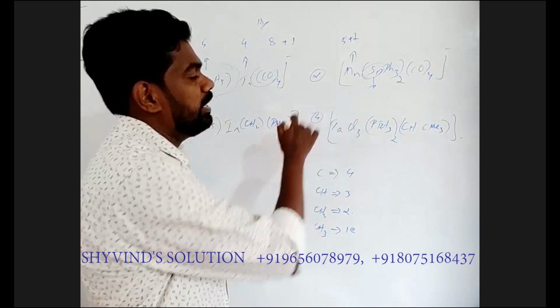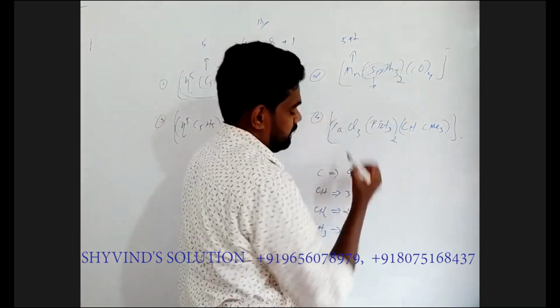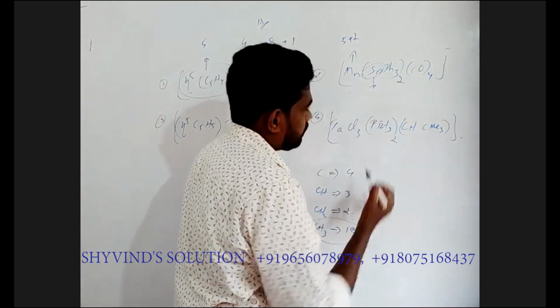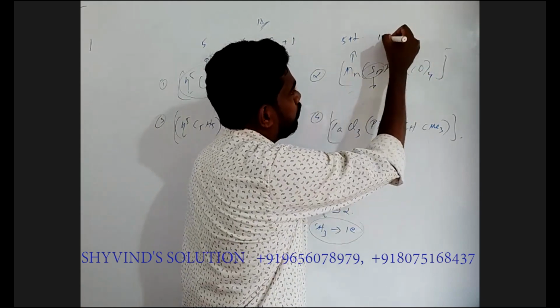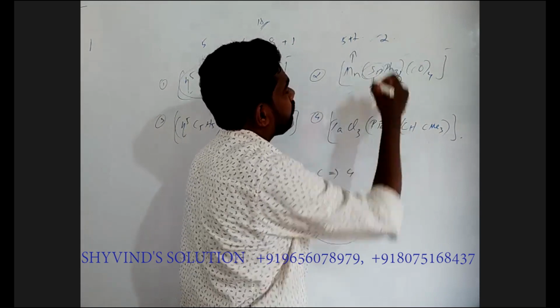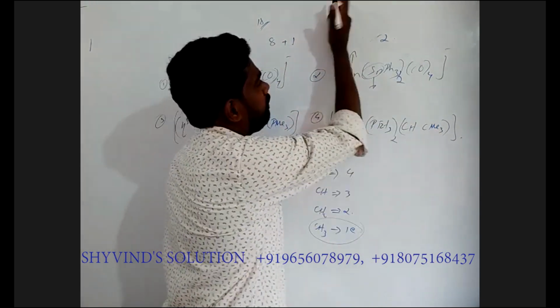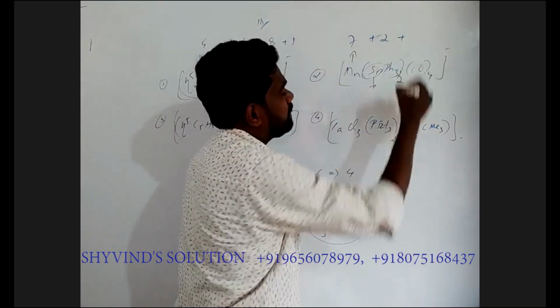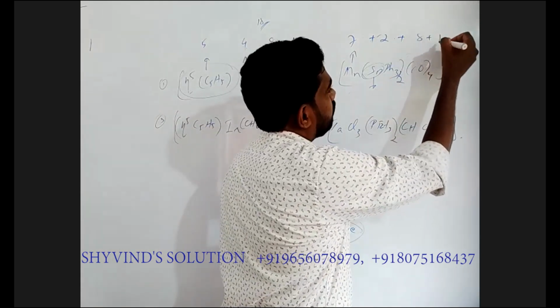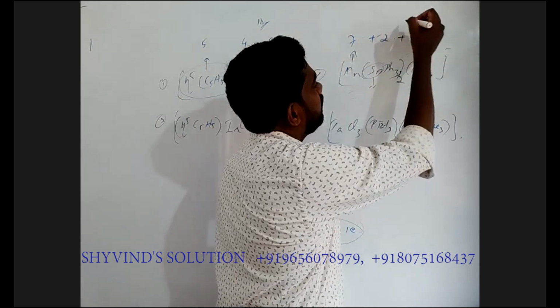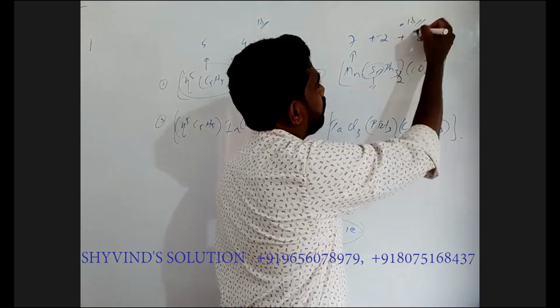So tin's 3 valency is satisfied just like CH3. So it's a 1 electron donor, 1 into 2 means 2. Here we have 7 plus 2 plus CO, a 2 electron donor, so 8 plus 1, 9 plus 1, 10, 18. This is also following the 18 electron rule.